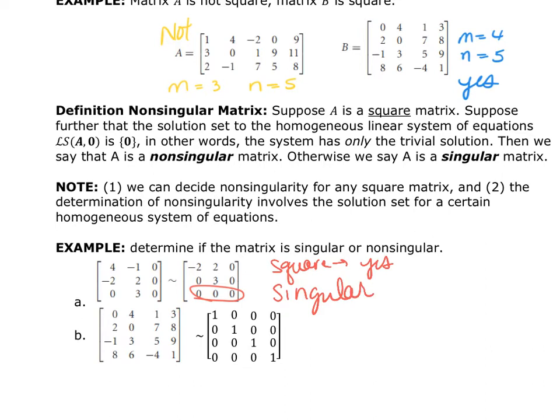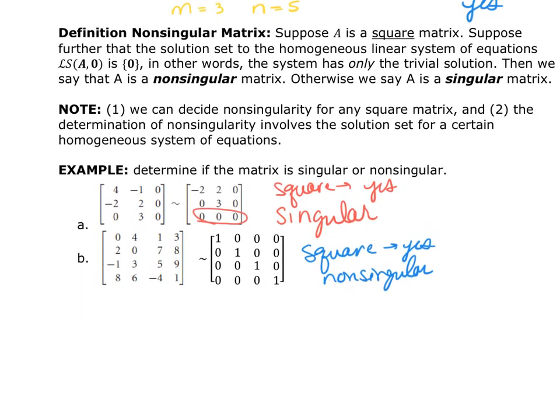So if I take a look at B then, I ask myself, is this square? And yes, I have 4 rows, 4 columns. Then when I did the reduced row echelon form, I asked the next question. Is the solution the trivial solution? And the answer is yes. This is the trivial solution because all my pivots are in each column. There's no column without a pivot. So that means that my null space is the 0 vector. So this one is non-singular.